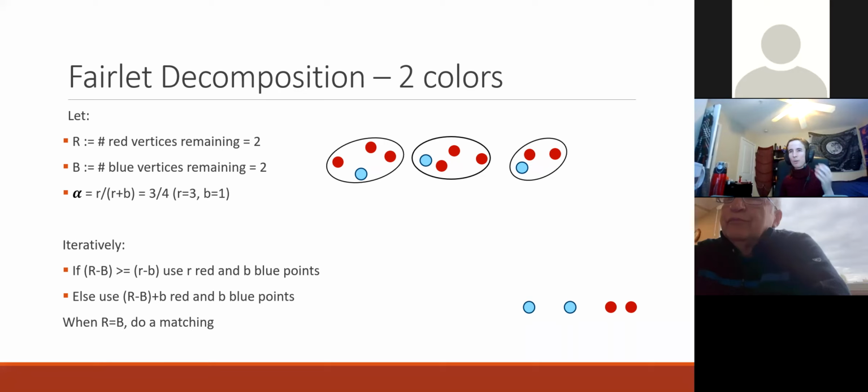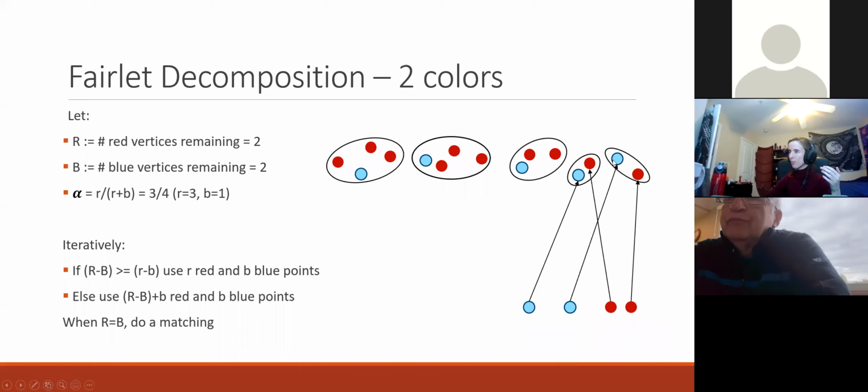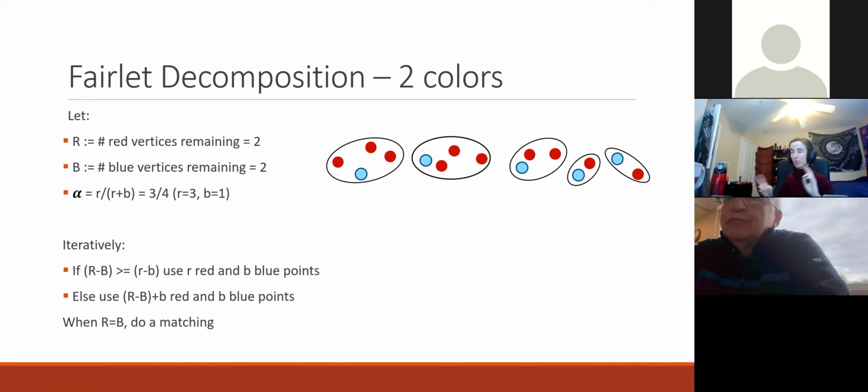And now we're at a case where we have the same number of remaining red vertices and blue vertices. So all we need to do to ensure fairlets here, or small fair clusterings here, is we need to create a matching between red and blue points, right? So if we just pair up a red point with a blue point, that's going to be 50-50 representation between red and blue points. And obviously that's going to pass our 3/4 alpha threshold. So this is how we create our fairlet decomposition for the 2 colored case.